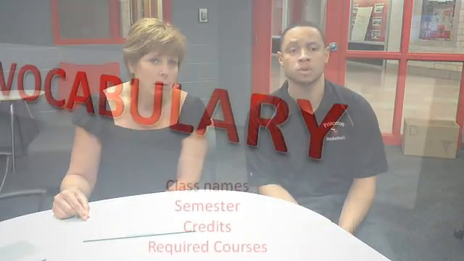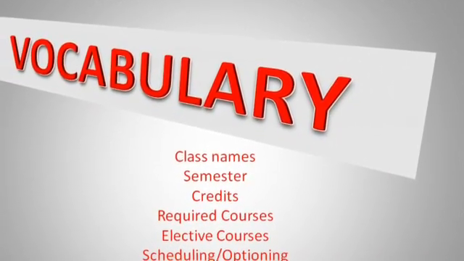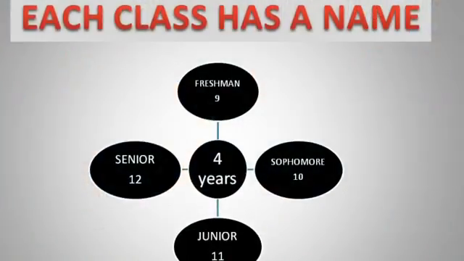And for some of you guys, this is stuff that we've already done, because with you being freshmen, sophomores, and juniors, you have already had the opportunity to go through this. So we just want to review some important information for you. First off is the vocabulary. We're going to talk about the classes, your semester, how much each class is worth, credits, your required courses that you need for graduation, elective courses, and then all the scheduling and optioning sheet information that you need.